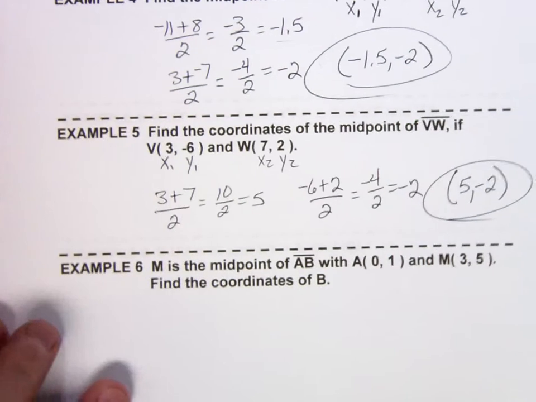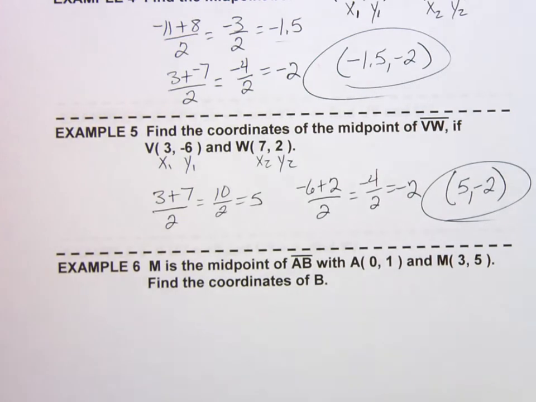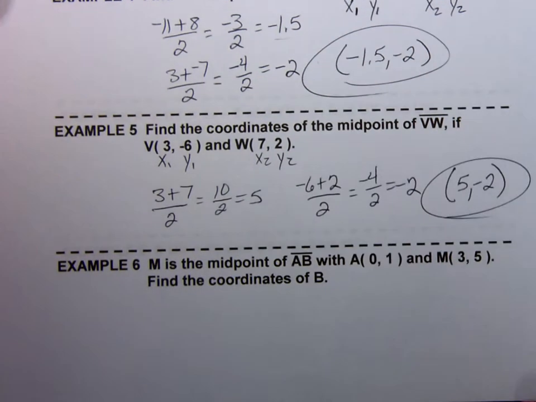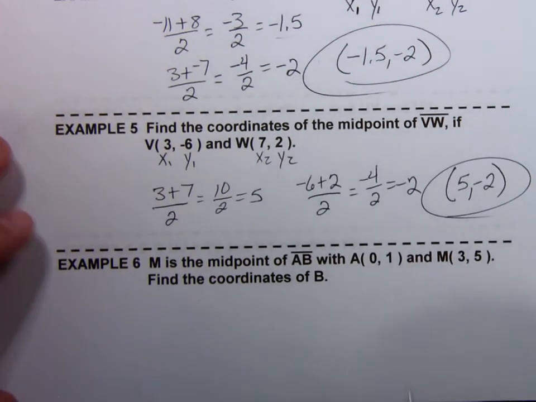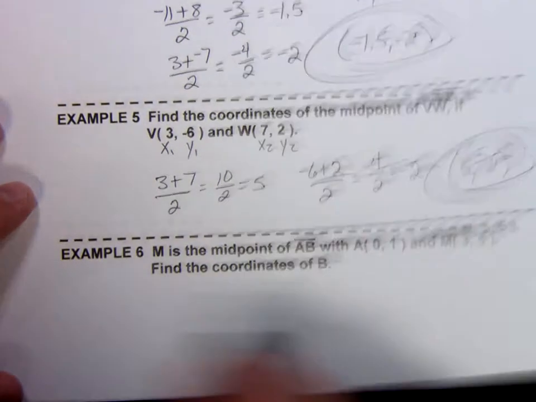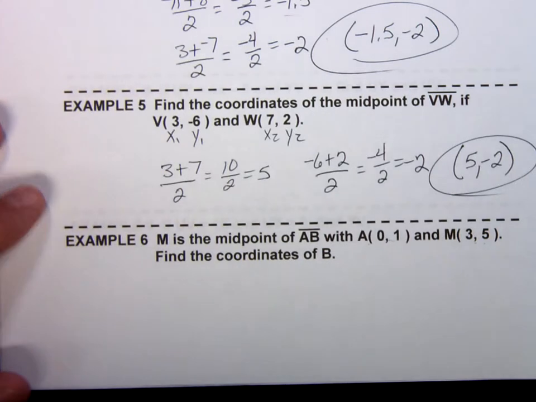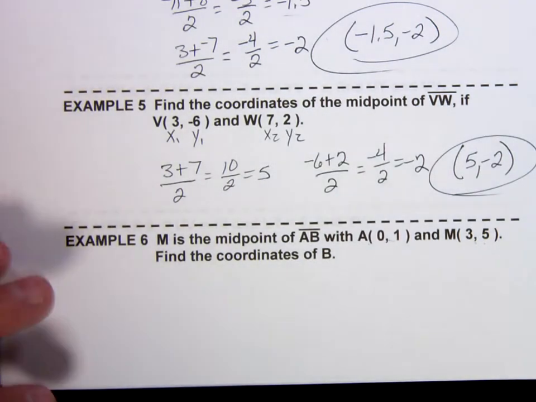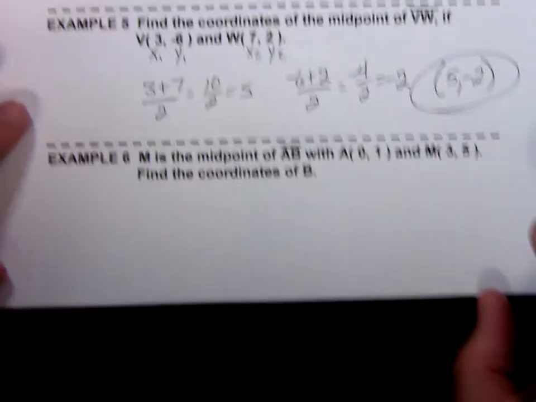All right. Let's do one more of these, and this is a little bit different. M is the midpoint of line segment AB, and it gives you A, and it gives you the midpoint. And we want to find the other endpoint. So this is very similar to what we did in example 3. The only difference is we are in 2 dimensions now instead of 1.